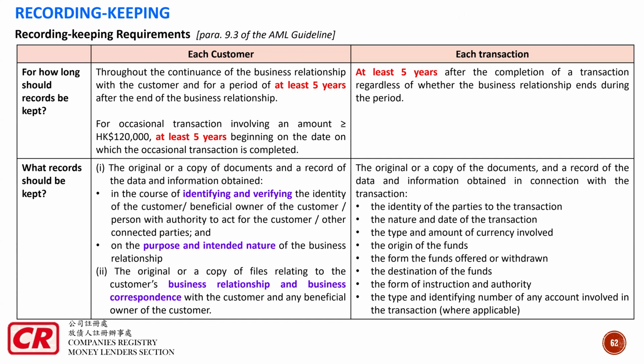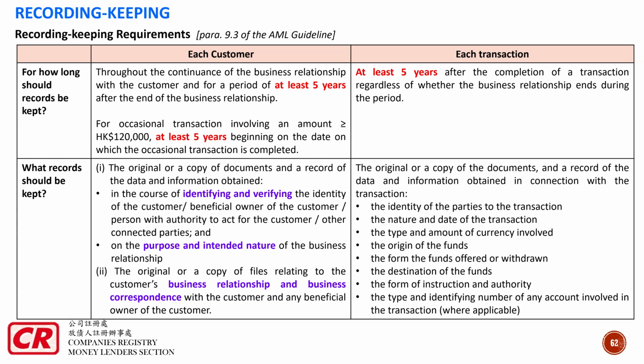Another very important part is record keeping. For the record keeping requirements, we need to keep the records in respect of each customer and each transaction. For each customer, the documents should be kept throughout the business relationship with such customer. And even after the end of the business relationship, you should keep the records for a period of at least 5 years after the end of the business relationship. For any occasional transactions involving an amount of 120,000 Hong Kong dollars or more, the records should be kept for at least 5 years beginning on the day on which the transaction is completed.